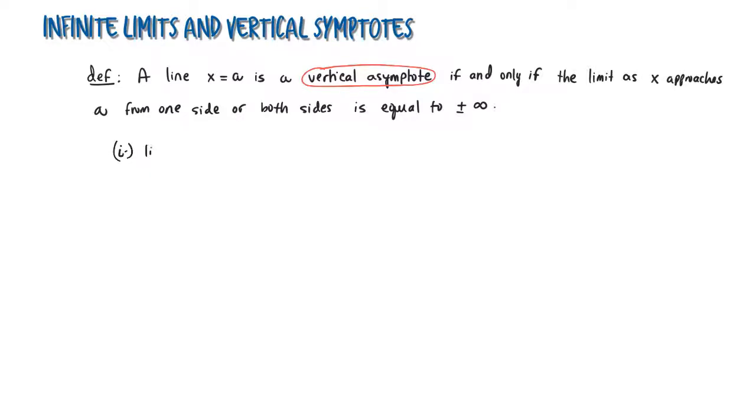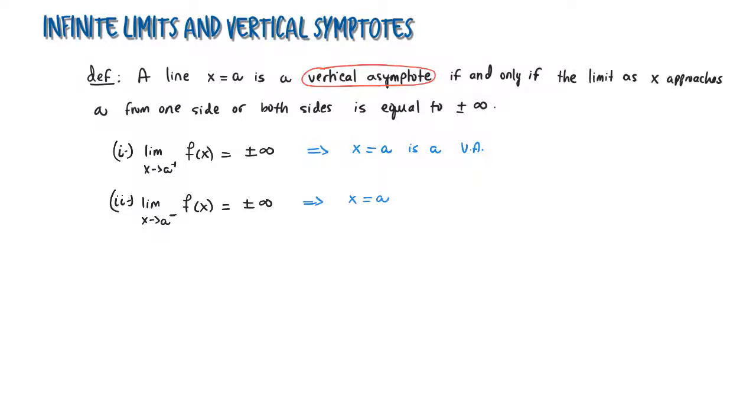Case number one, the limit as x approaches a from the right of f of x may be equal to plus or minus infinity, in which case that really means that x equals a is a vertical asymptote. I'm going to be using VA for vertical asymptote as a shortcut. Another possibility is if the limit as x approaches a from the left of f of x is again positive or negative infinity, then I conclude the same thing: x equals a is a vertical asymptote.